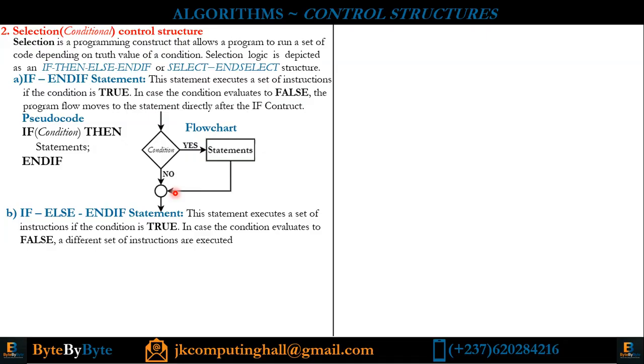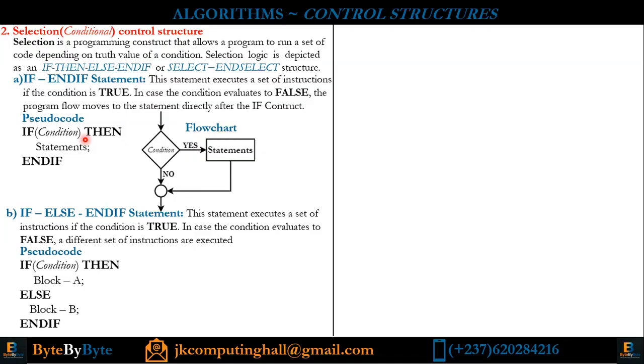B. The if else and if statement. This statement executes a set of instructions if the condition is true. In case the condition evaluates to false, a different set of instructions is executed. So it is different from the first case, because in the first case, if our condition is not true, we proceed with the flow of execution. But here, if our condition is not true, we execute a different set.